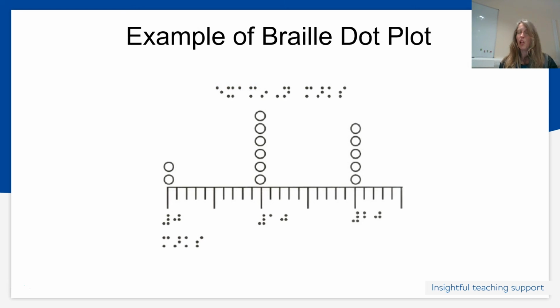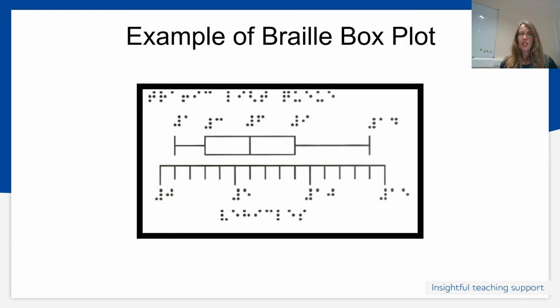Here is an example of a Braille dot plot. Again, this can be produced quite easily using the Microsoft Word tools that we described earlier. The box plot. Okay, and again, you can see the principle of lining up the vertical component of the number sign with the tick marks there.